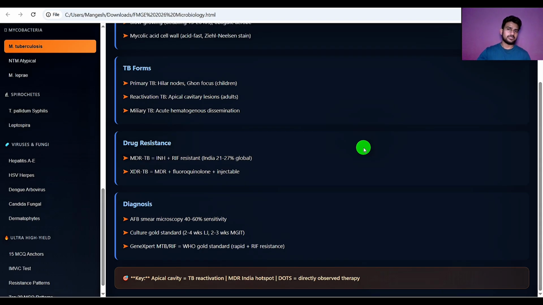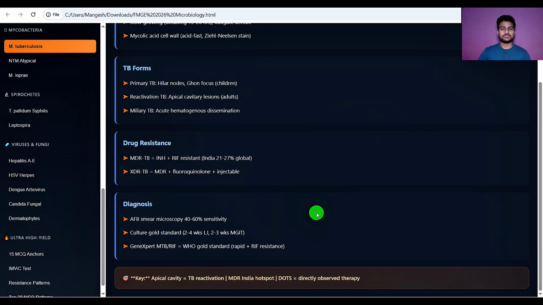For drug resistance, there are 2 different categories: multi-drug resistant TB and extensively drug resistant TB. Multi-drug resistance is resistance to isoniazid and rifampicin only, but extensively drug resistant TB is resistant to isoniazid and rifampicin, and also to one of the fluoroquinolones, like moxifloxacin or ofloxacin, and then it is also resistant to the injectables, which means there can be bedaquiline or linezolid. So this kind of resistance can be there.